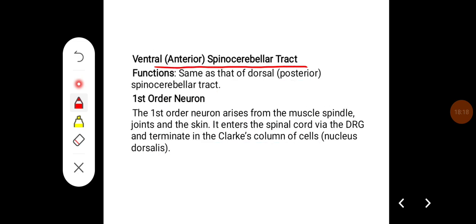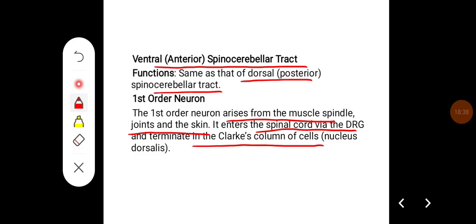Ventral or anterior spinocerebellar tract. So their function is the same as that of the dorsal spinocerebellar tract. They carry unconscious kinesthetic sensation. The first order neuron arises from the muscle spindle, joints and skin. It enters the spinal cord via the DRG and terminates in Clark's column, that is nucleus dorsalis.